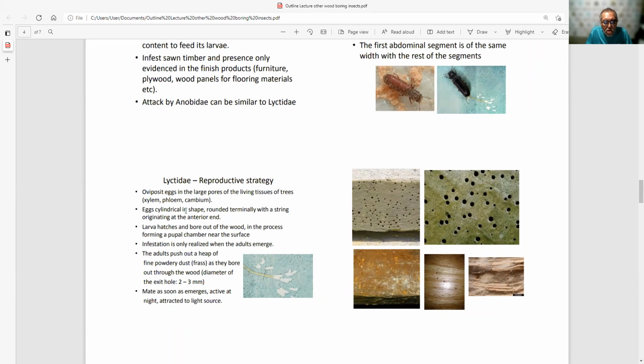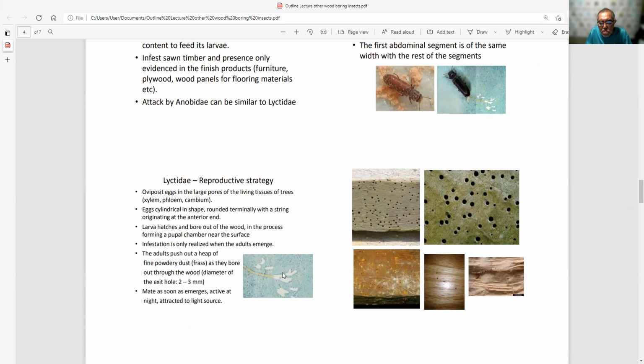Lyctidae oviposit eggs in large pores of the living tissues of trees. Just like Bostrichidae, they lay their eggs by the edge of the gallery. The eggs are cylindrical in shape, rounded terminally with a string originating at the anterior end. So you can see the string.